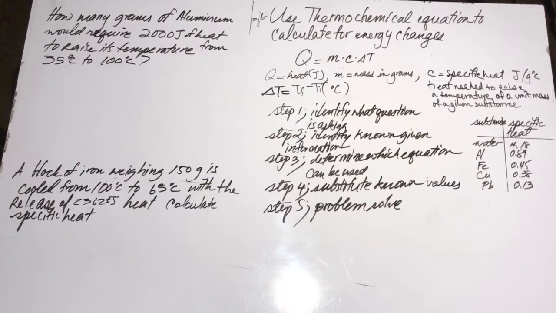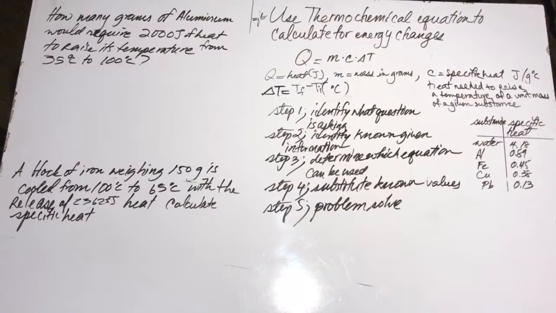We're going to follow steps 1 through 4 in order to do the problem solving for the question on the left hand side. So question 1 says: how many grams of aluminum would require 2000 joules of heat to raise its temperature from 35 degrees Celsius to 100 degrees Celsius?